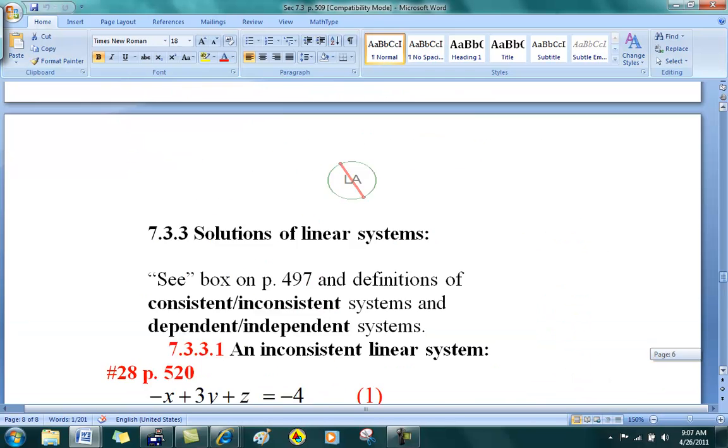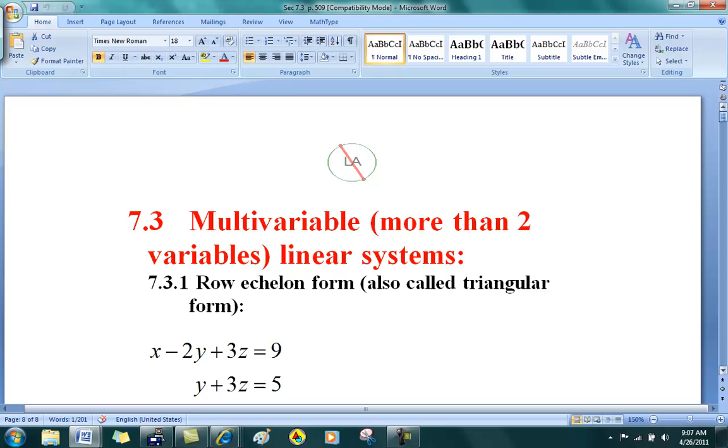That's it for 7.3, the first part of it. I'm going to then record 7.3, the second part of it, which is partial fractions, as a separate lecture.